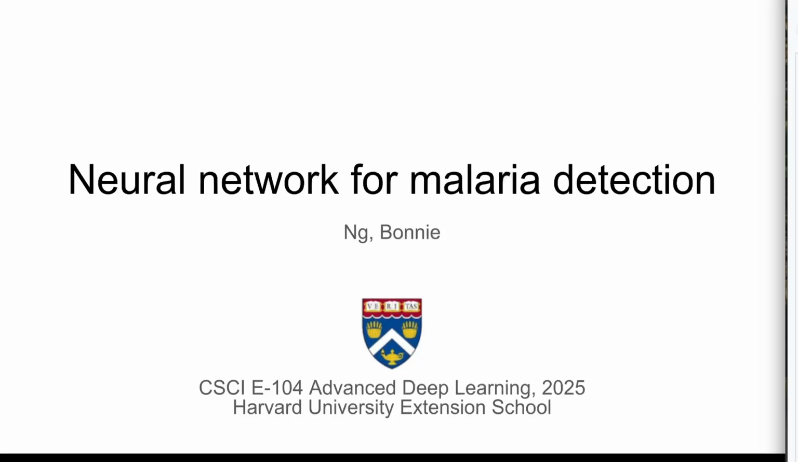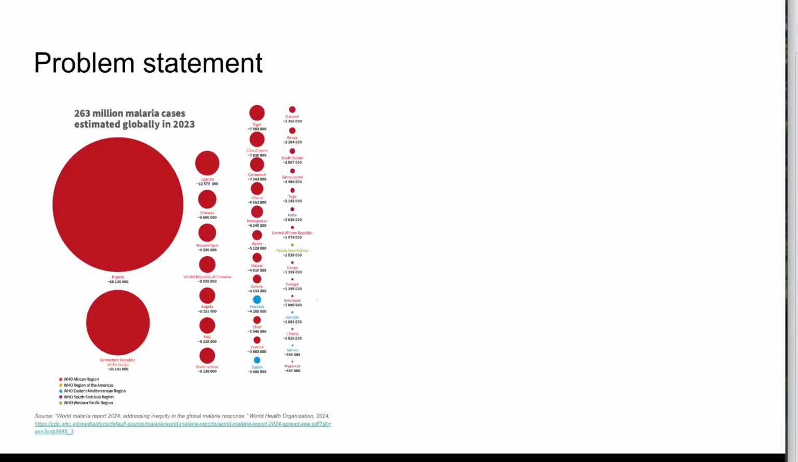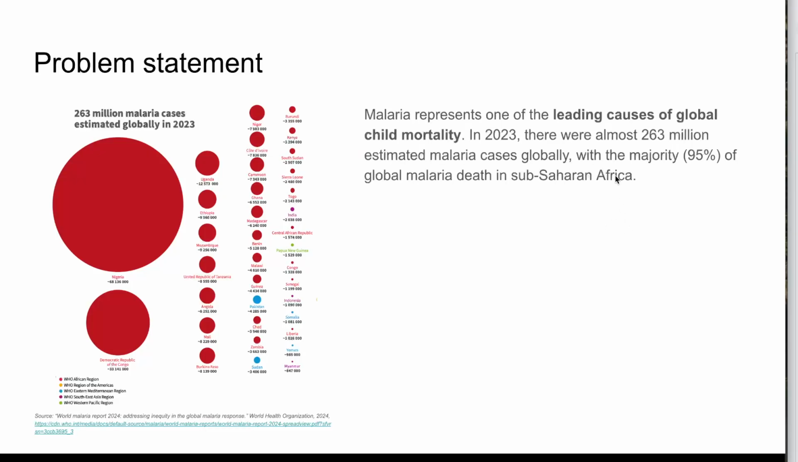Today we will discuss using neural networks for malaria detection. Malaria represents one of the leading causes of global child mortality. In 2023, there were almost 263 million estimated malaria cases worldwide. 95% of global malaria deaths were in sub-Saharan Africa.